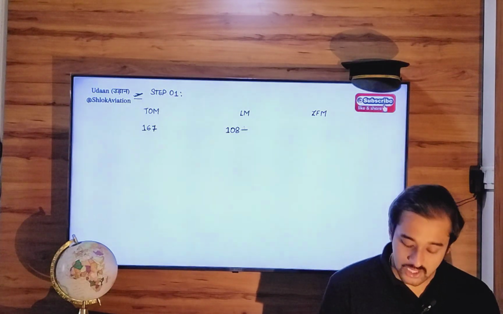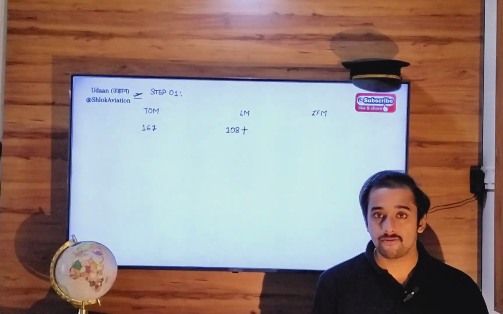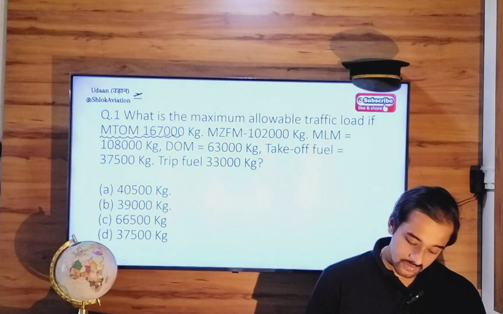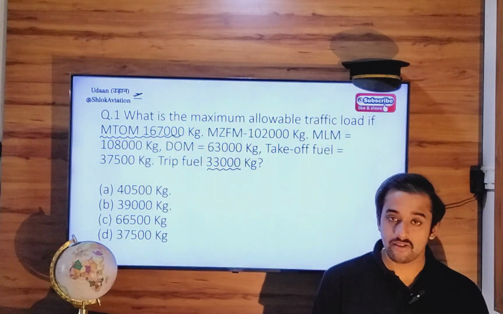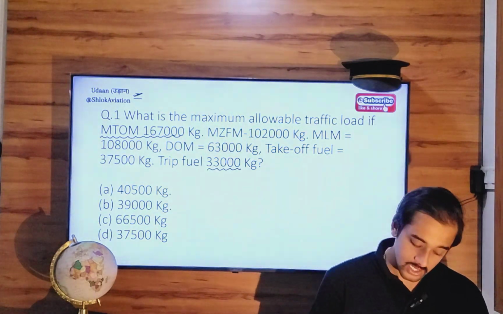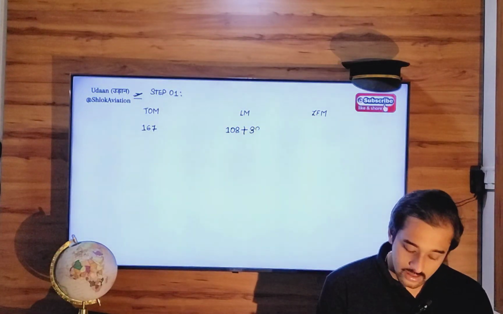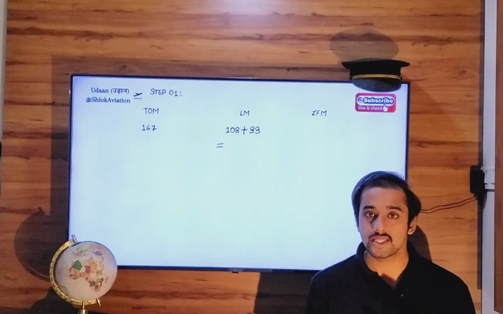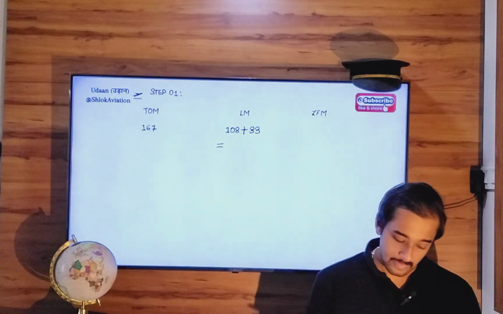And to landing mass we will have to add trip fuel or flight fuel to get takeoff mass. So trip fuel is given 33,000 kg. Divide by 1000, we get 33. This is what I will do in all the sums: divide by 1000 to make calculations easier.